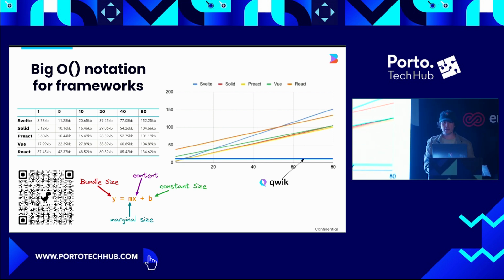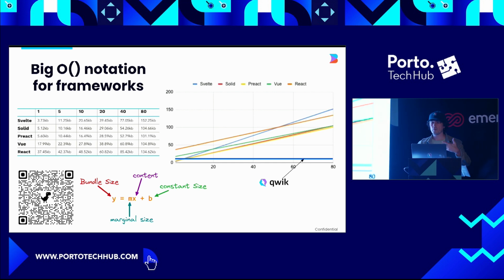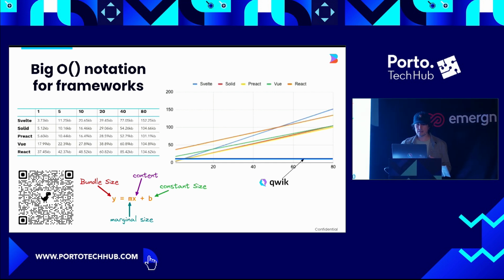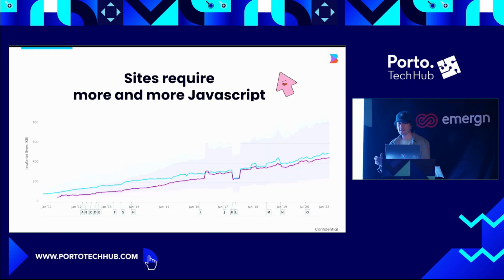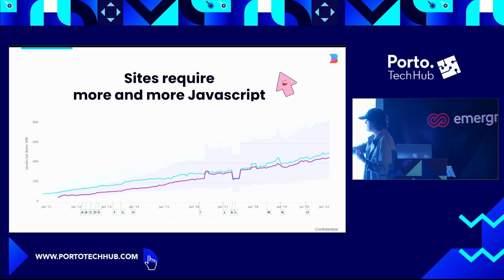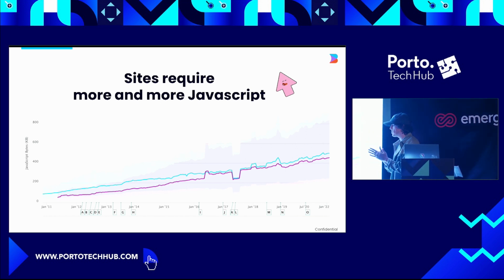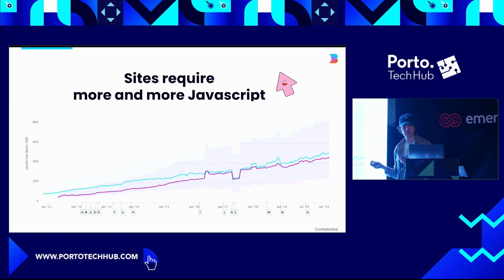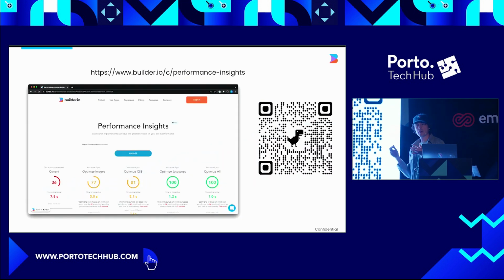So Qwik is not innovating in syntax or a different way to build applications. There is something more. Sites require more and more JavaScript. This is a fact. This is information from web archives. And in the last 10 years, the average JavaScript spend has been steadily increasing. No one should be surprised by this. But is this really a problem? Well, I have these QR codes. You can check in my slides. You can check what the link is.